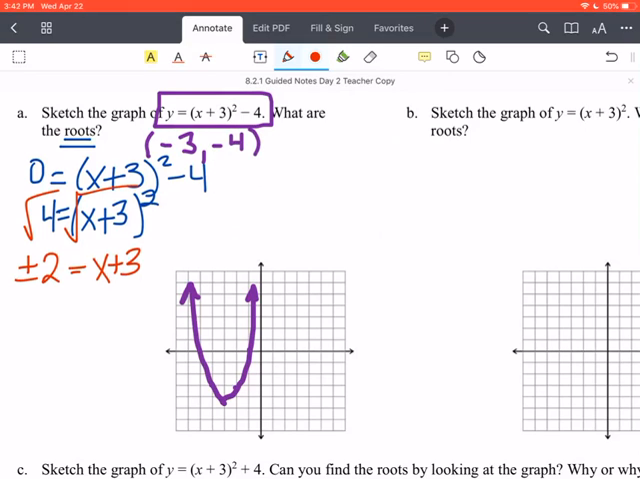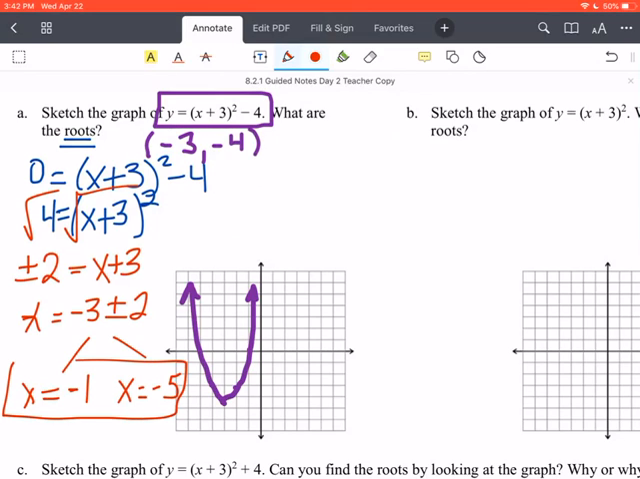Okay, so at this point, we can subtract the 3 over and see that x equals, think about it, -3 plus or minus 2. So really, what is that going to give us? -3 plus 2 is -1. -3 minus 2 is -5. If you look on your graph, we can see that those are indeed the real roots of this first graph. Okay, so we see that this first example, the function has real roots.